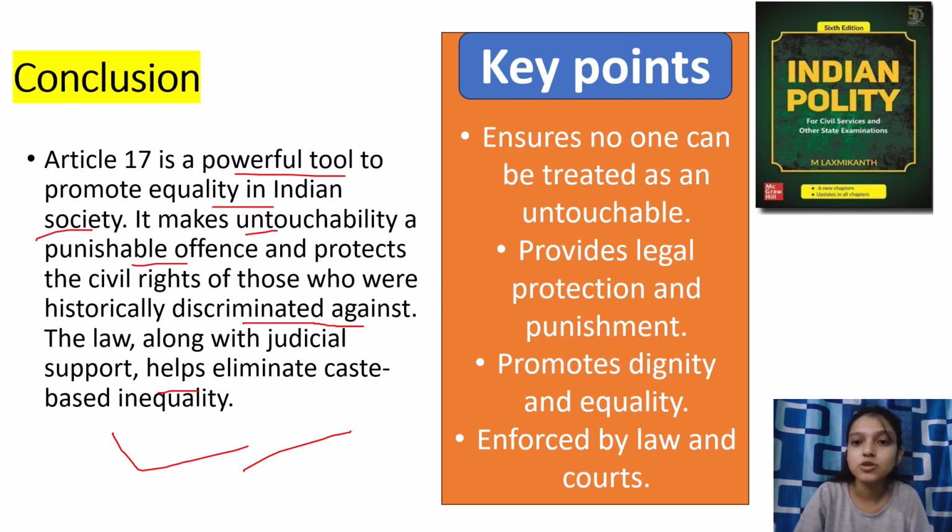What are the key points? Ensure no one can be treated as an untouchable. So this is the very aim. It provides legal protection and punishment. Anyone who is violating this right is punishable under the law. It promotes dignity and equality. So Article 17 promotes dignity and equality for every person in society. It is enforced by law and courts, and it is enforceable by law. If you violate it, you are punishable. So this is the conclusion or summary that we got on Article 17.